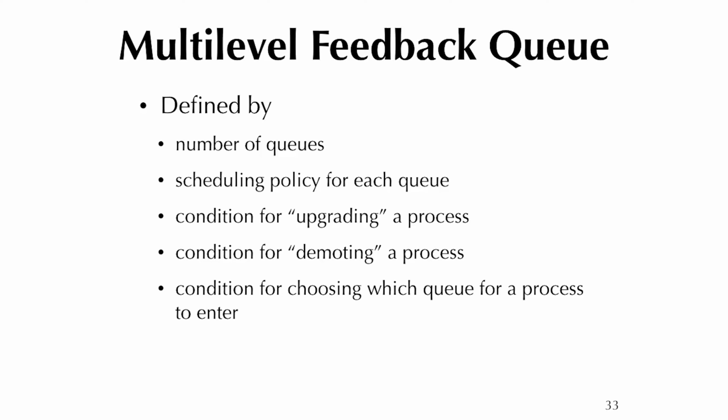Multi-level feedback queue is defined by the number of queues, the scheduling policy for each queue, the condition for upgrading or downgrading a process to a higher or lower priority queue, the associated policy as well as the associated time quantum, and the condition for choosing which queue the process enters. Maybe you don't just go up one or down one, maybe you can jump directly to a separate one, right? So that's another choice.